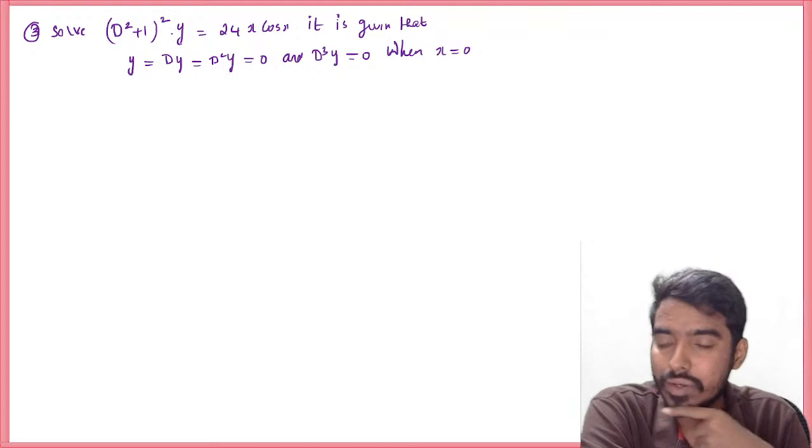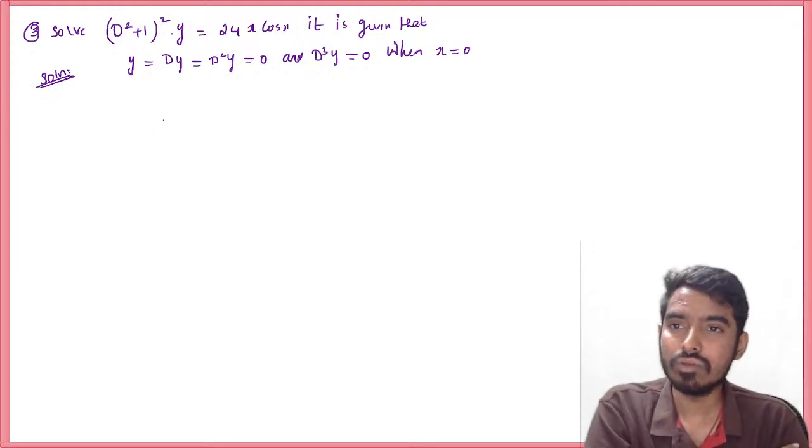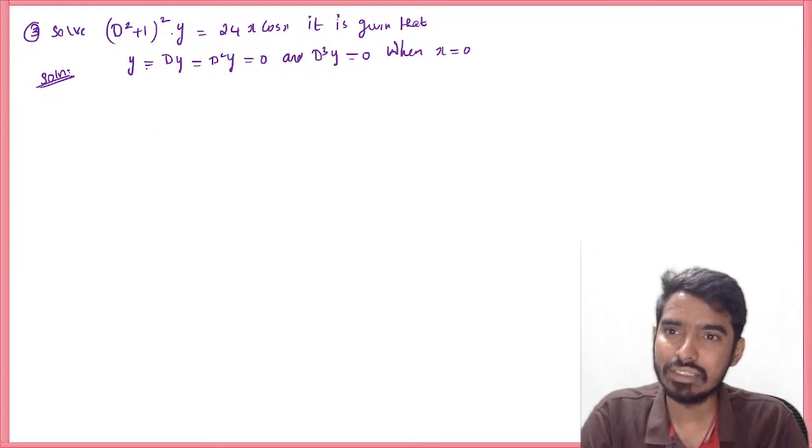You can do that. You can replace d square by minus 1. Even I forgot to do that. Okay. So we'll do this, right? We'll do this very fast. This is very easy, right?